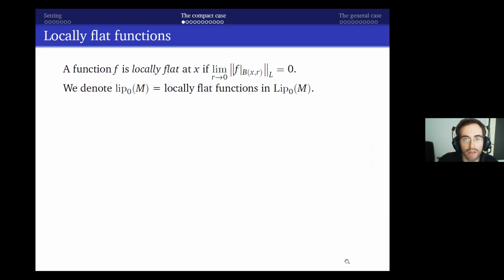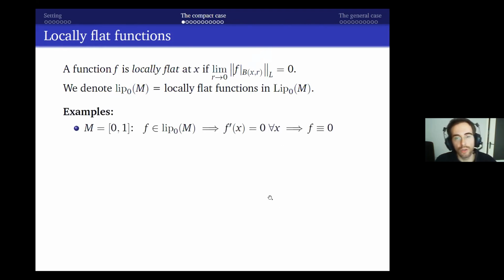Now I will speak about one specific type of Lipschitz functions, which we call locally flat. We say that the function is locally flat at the point x if this condition here holds. So if we take neighborhoods of x smaller and smaller, and we consider the Lipschitz constant of f when restricted to this neighborhood, then this Lipschitz constant goes to 0. You can picture this as f having a null derivative at this point, if you think, for instance, that our metric space is the unit interval. And we denote the space of locally flat Lipschitz functions like this. We usually call this the little Lipschitz space.